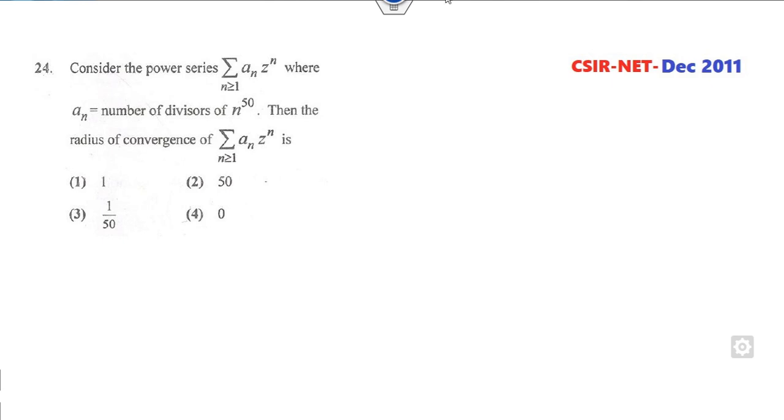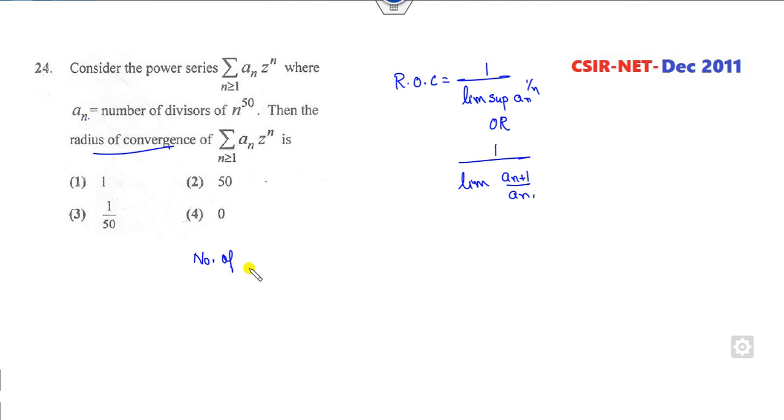Okay, look at this power series. So you have to find the radius of convergence. So what is the radius of convergence? We all know this is the limit supremum of an, or you can write this as a limit of an plus 1 over an. But how do you find the an in this example? An is the number of divisors of n raised to power 50.